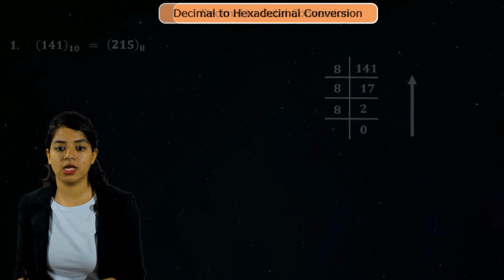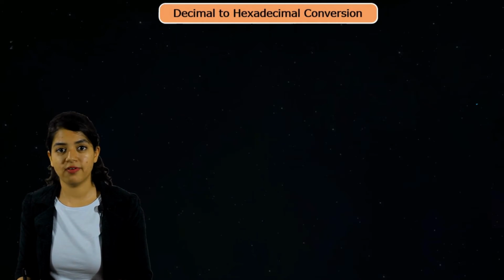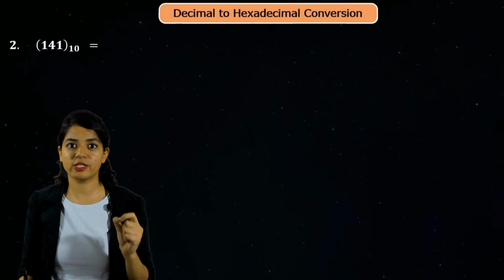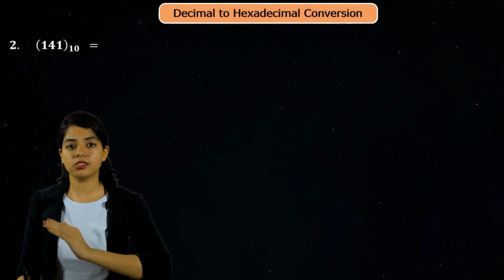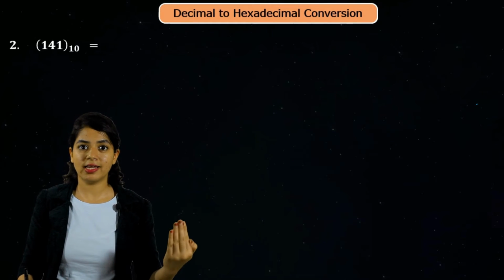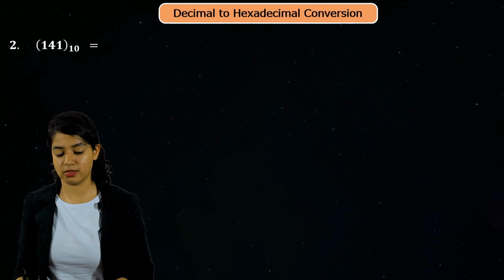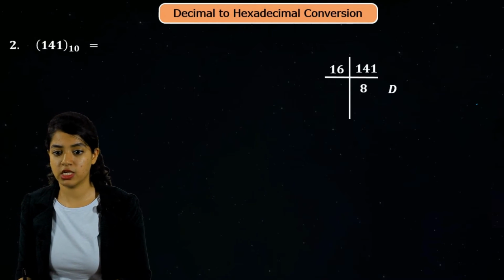Let's consider the example decimal to hexadecimal. Here you have to divide the number by 16. 16 because 16 is the base of hexadecimal number system. And again we will get the remainders. We will consider the remainders from bottom to the top and we will write it from left to right to get the required number in hexadecimal. Let's understand this. So 141, we are dividing it by 16. We are getting the remainder D.